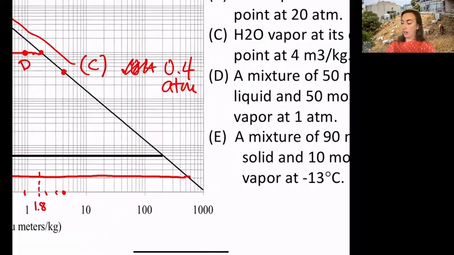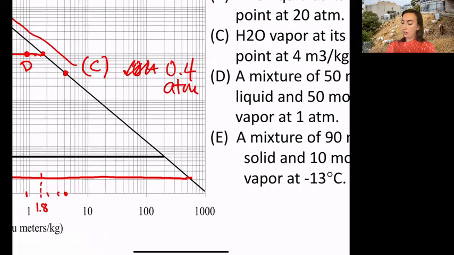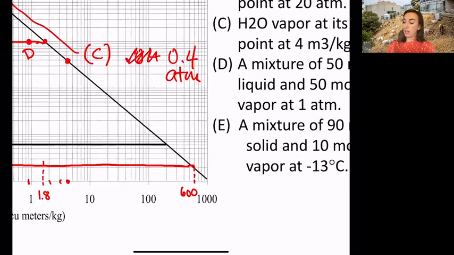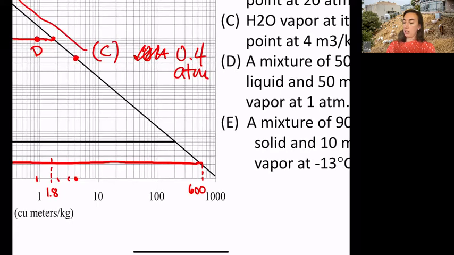So if we look at our line, we can say that if we were 100% vapor, we would have about 200, 300, 400, 600 meters cubed per kg as our volume. But if we have only 10% vapor, then we can say that we would be at 10% of that. So that would be 60. So 10, 20, 30, 40, 50, 60 meters cubed per kg. So point E is going to be right here.